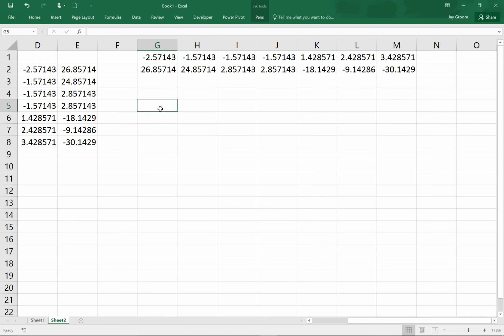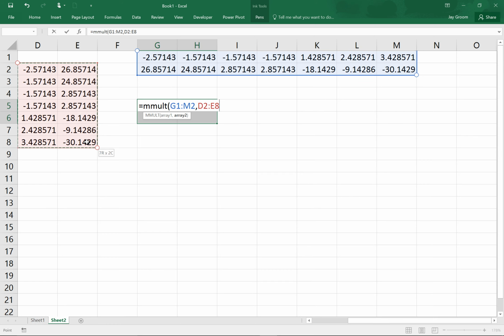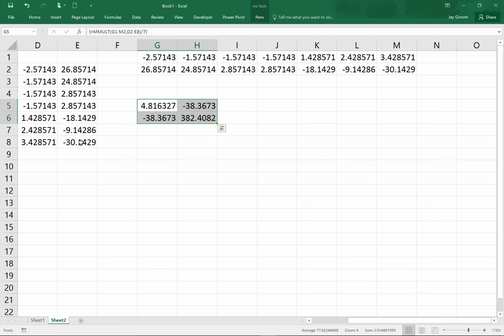Now, I'm going to highlight an area like this, and I'm going to say equals MMULT. That's matrix multiplication. And I'm going to take this transpose matrix over here, comma, this guy here. I'm going to multiply those two matrices together. And then I'm going to divide by the number of terms I have, which is 7, or 7 pairs of data. Control Shift Enter, right there.